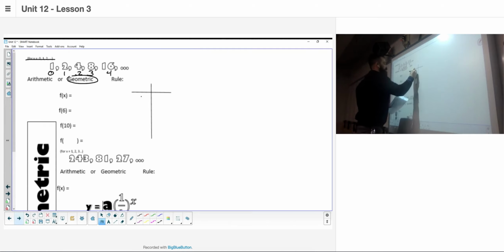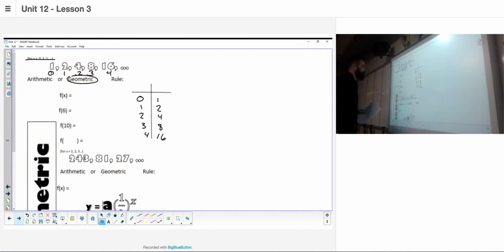We can make a table. Term 0 is 1. Term 1 is 2. Term 2 is 4. Term 3 is 8. Term 4 is 16. Well, what is our term 0?